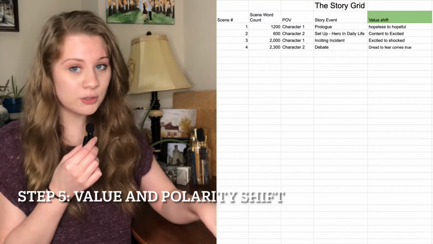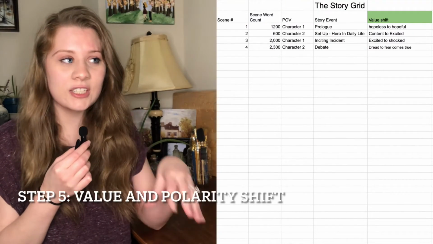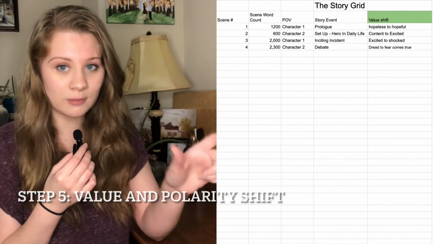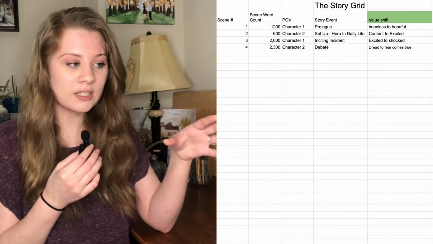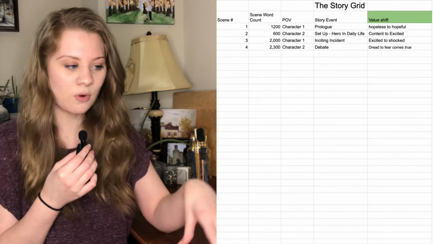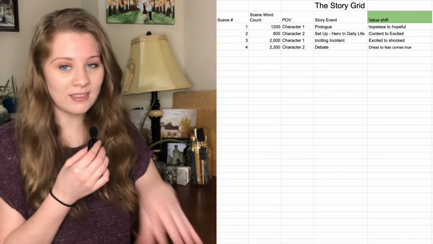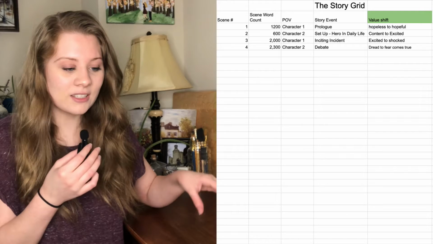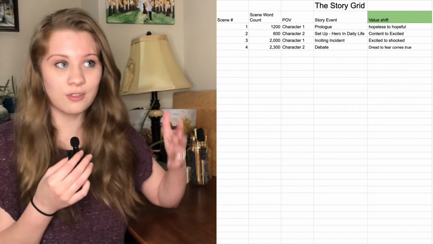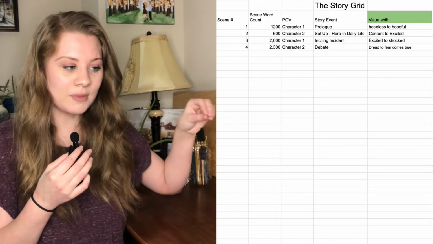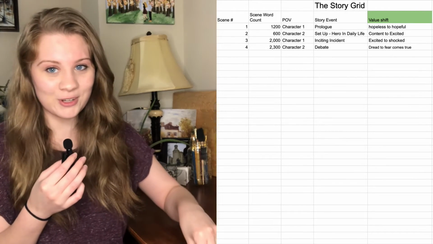So the next step is going to be filling out the value shift and polarity shift. I've already touched on this in a very, very broad sense, but there's more to it for these columns specifically. The value shift is not like the giant overall value shift of like life to death or blind belief to disillusionment. That's not what we're talking about here. But what it actually looks like is an emotional shift. And some scenes are pivotal and actually change the value shift of the entire story, but most don't. Most go from some type of emotion to a different emotion.